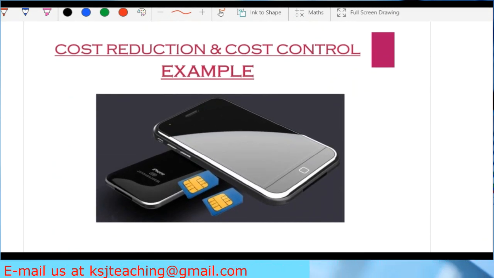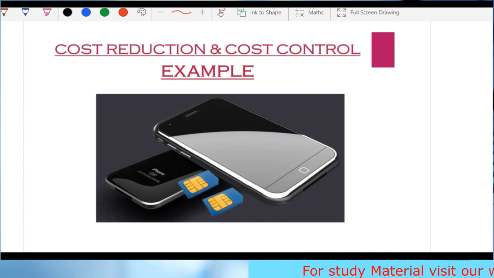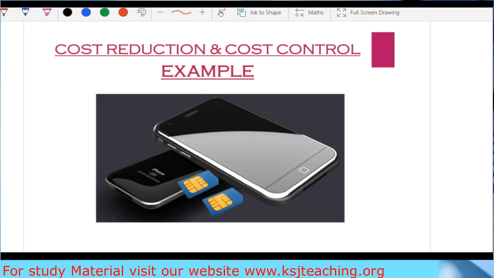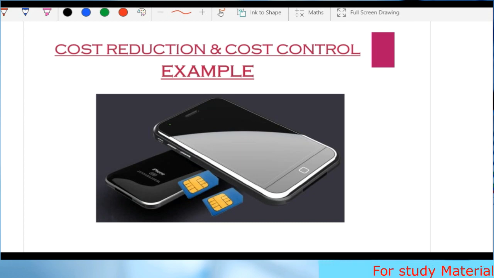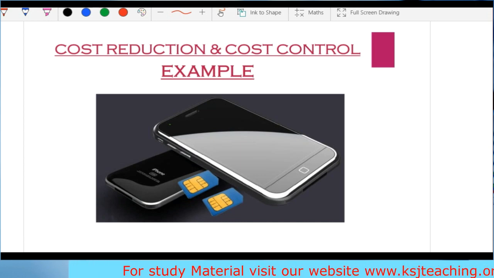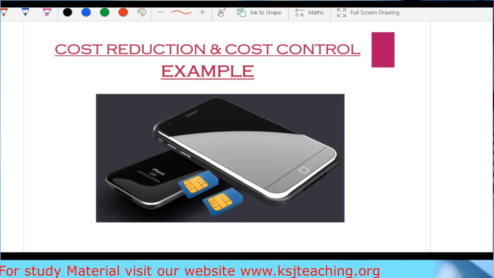Now, let's try to understand with the help of an example. Say, sir, this is an iPhone. Which model? I don't know which model, right? Okay. Now, say you have a dual SIM phone. Now, why are you keeping this dual SIM phone, sir? One is the Vodafone SIM, the other one is the Airtel SIM. Both are prepaid SIMs, or one is postpaid, one is prepaid, whatever it is. So you have a dual SIM phone. What is the purpose of having the dual SIM phone?